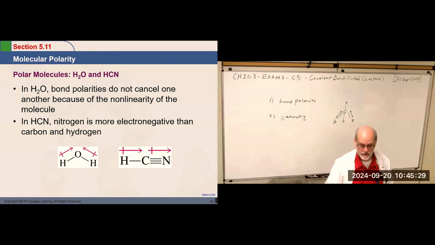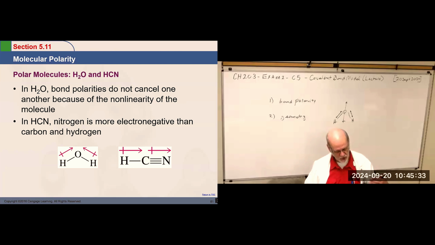Oh, we did hydrogen cyanide earlier, right? So the bonds are polar toward carbon from hydrogen and nitrogen from carbon, they add together to make the molecule polar on the nitrogen side, nonpolar on the hydrogen side.